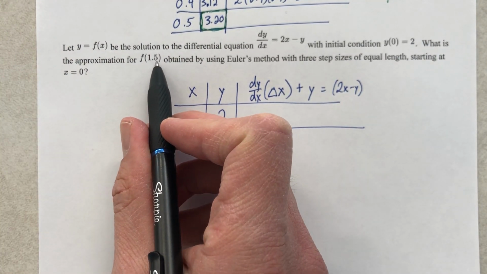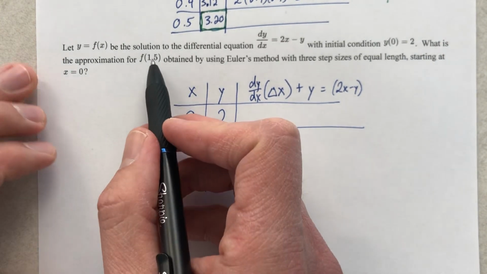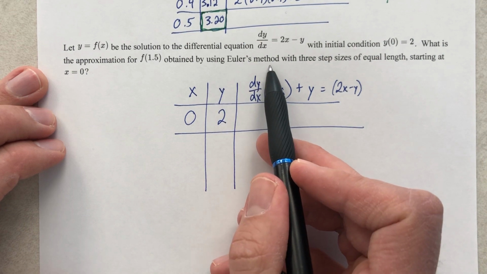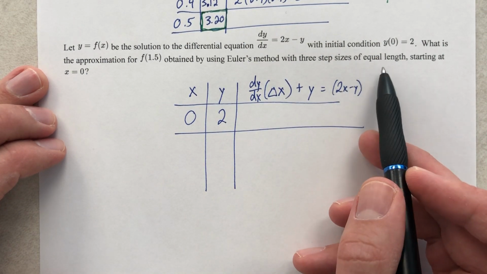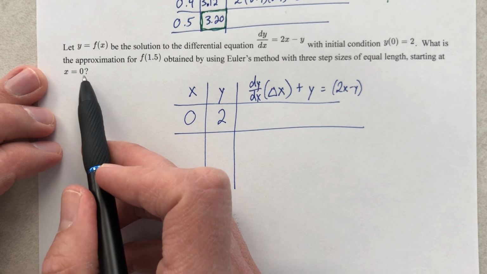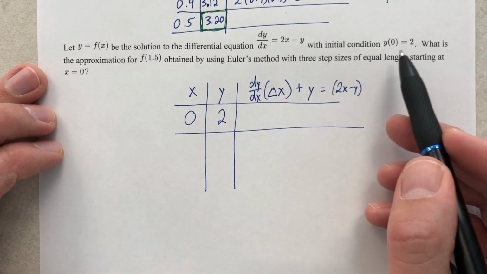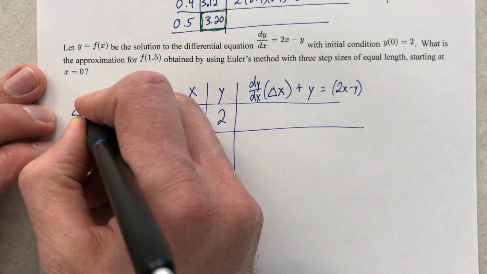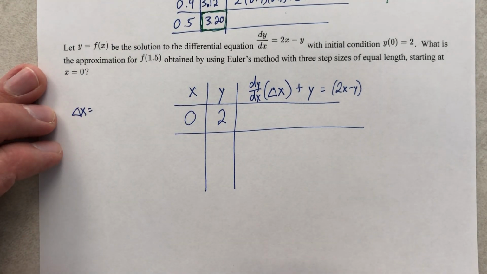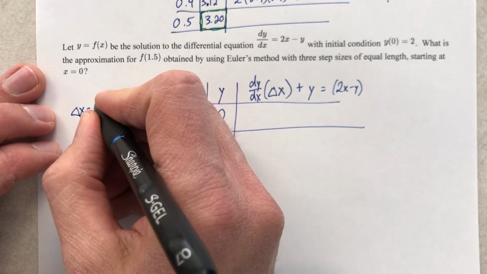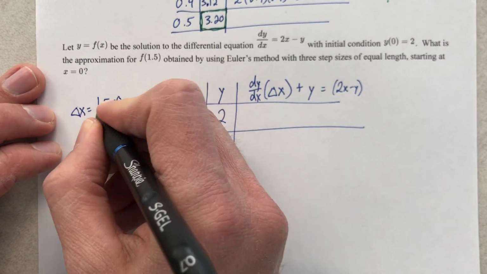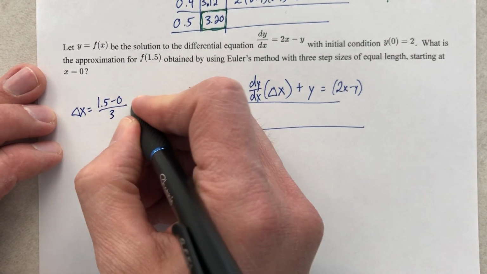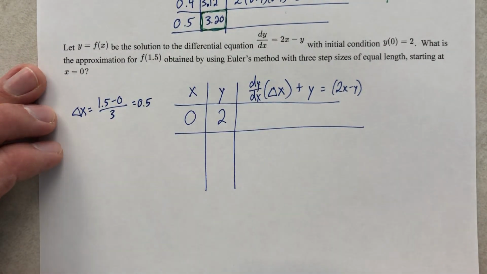Okay, 1.5, excuse me, is the final x value we're going to get to, obtained by using Euler's method with 3 steps of equal length starting at x equals 0. So again, we knew the slope, we knew the initial condition, but we didn't know delta x, but we kind of do actually. We are going from 0 to 1.5. That's kind of obvious what 1.5 minus 0 is, and we're using 3 steps. So each step is 0.5.